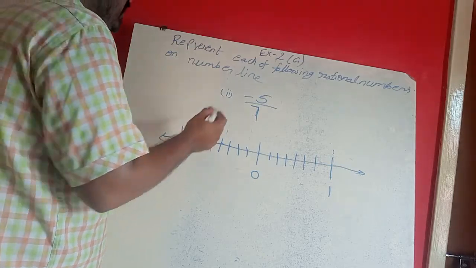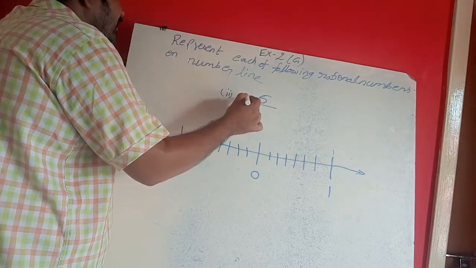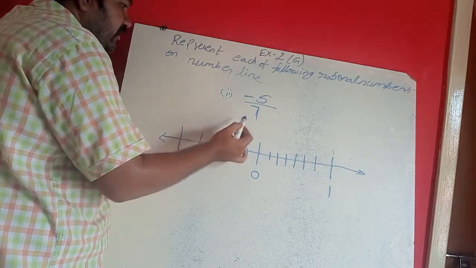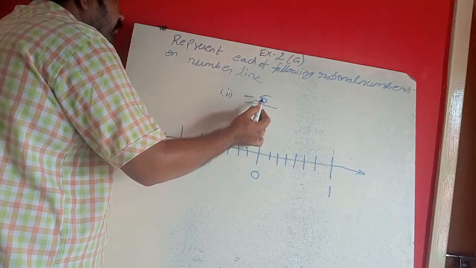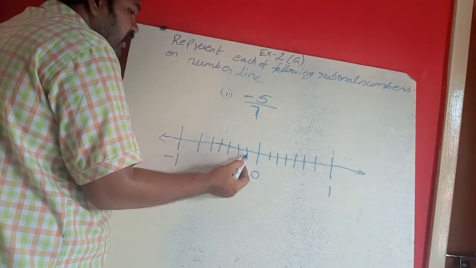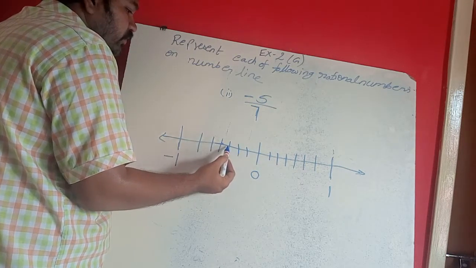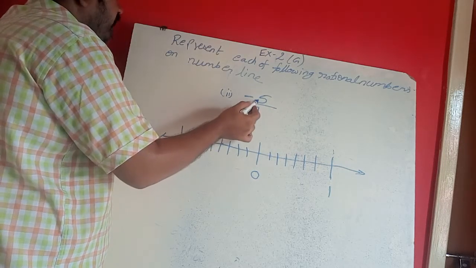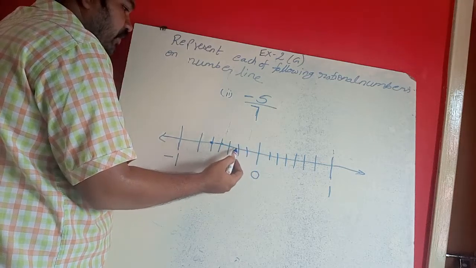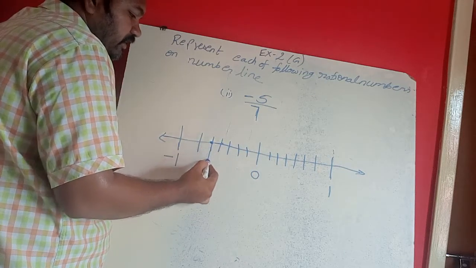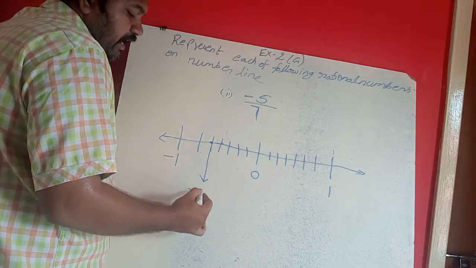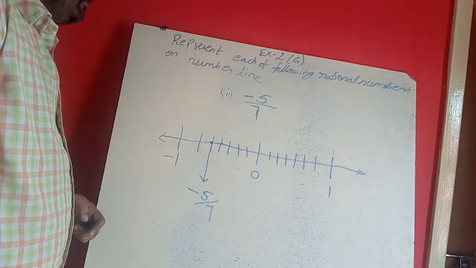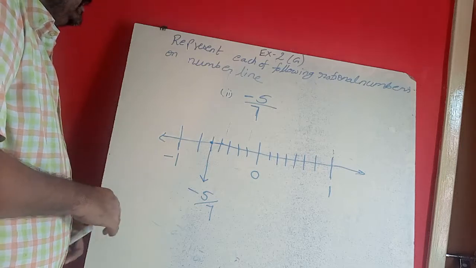Now we have to mark minus 5. That means on the minus side, 5 lines. The 7 indicates the small lines. The numerator 5 indicates how many lines we have to take: 1, 2, 3, 4, 5. Why? Because on the minus side we have to count 5 lines: 1, 2, 3, 4, 5. So this is minus 5 by 7. We have to indicate it like this on the number line.